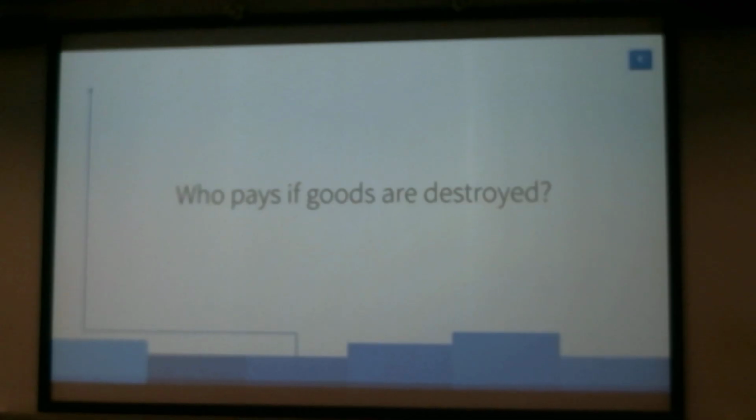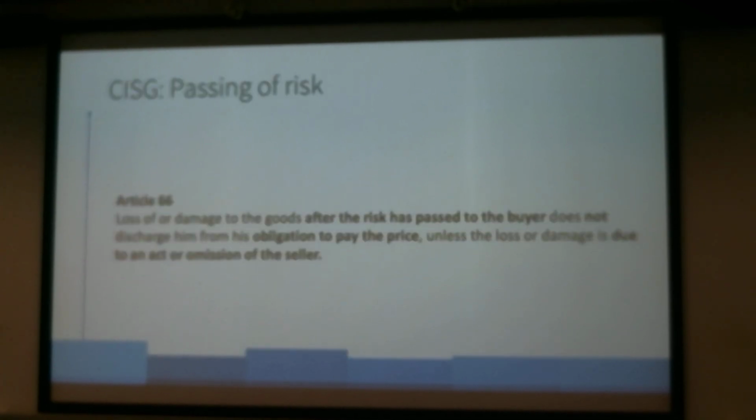The reason why this is a question and why it's not obvious is because, as we've seen the last time, there was this situation where when the seller sends the goods, but the buyer doesn't receive them, they could still be considered to be delivered. Basically, here is the main rule. Loss of or damage to the goods after the risk has passed to the buyer does not discharge him of the obligation to pay the price, unless the damage is due to an act or omission of the seller.